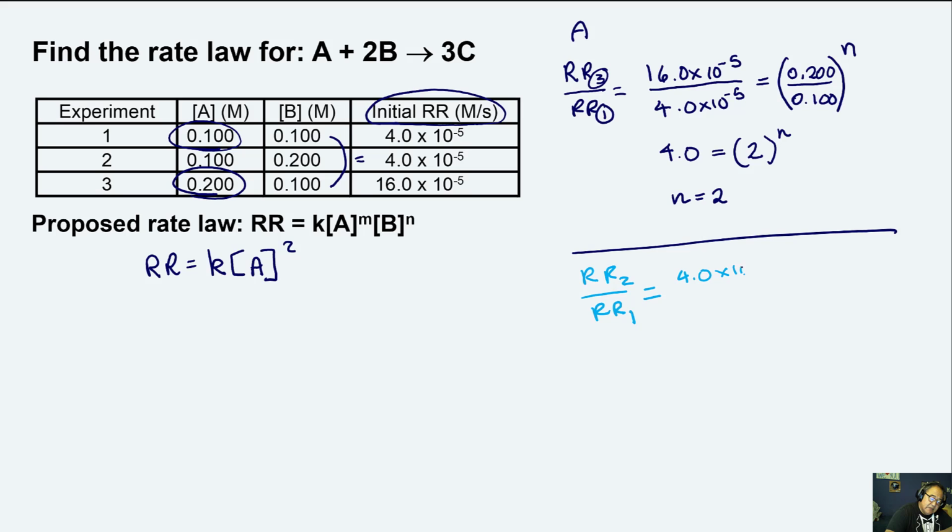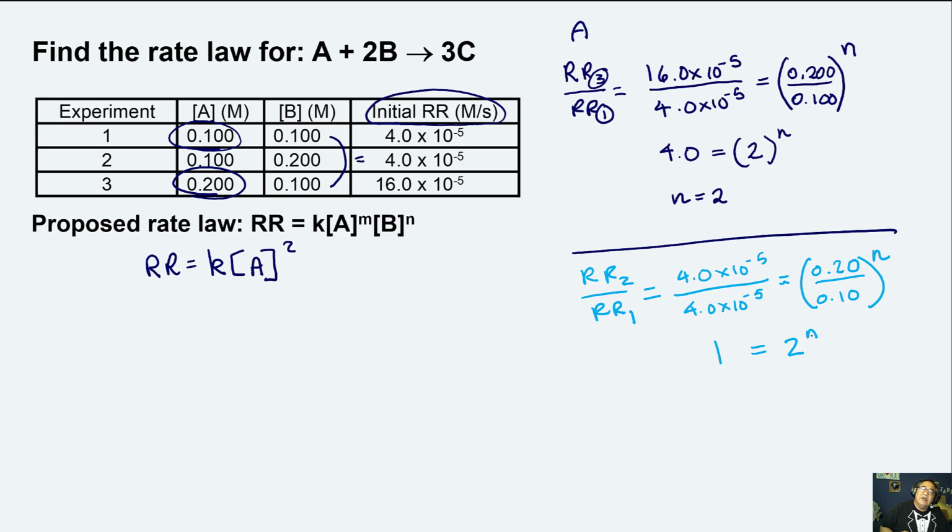4.0 times 10 to the minus 5th divided by 4.0 times 10 to the minus 5th. By the way, I didn't write units here because they cancel out. So that's going to actually equal 1, but this is also equal to this. And then I'll show you how I get this. So B is 0.2 for experiment 2 and 0.10 for experiment 1, and that's to the nth power. So here we go. This is equal to 1, which is equal to 2 to the n.